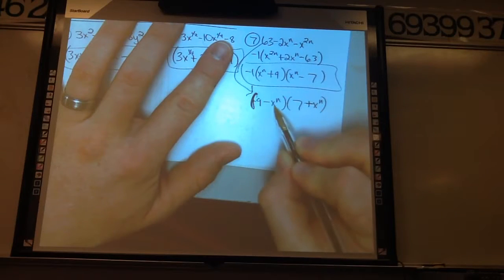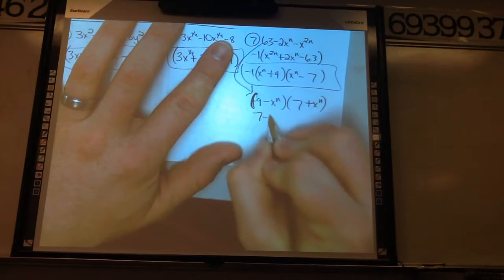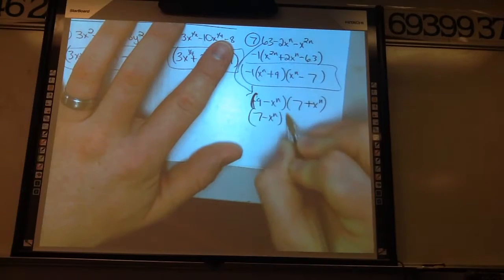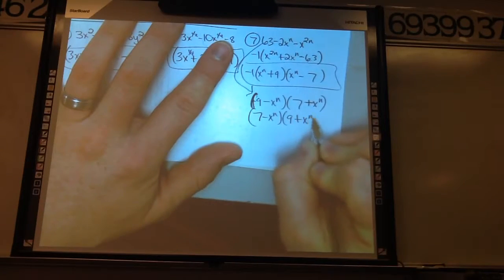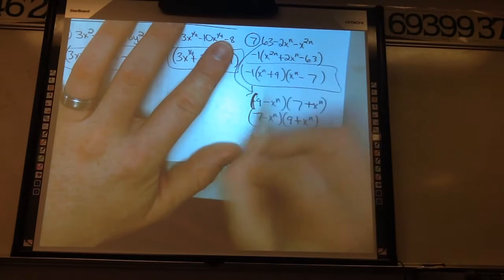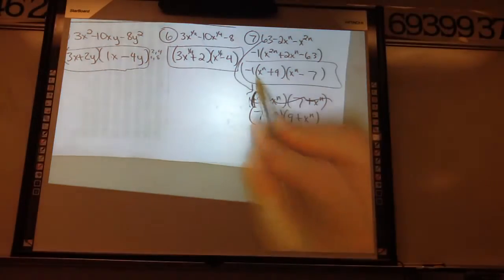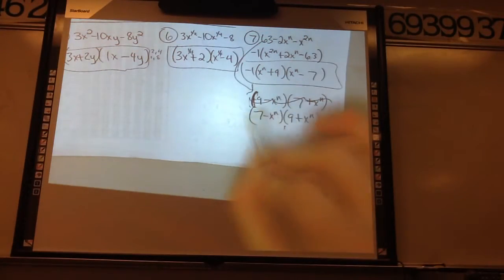No, this is wrong. The 7 has to go with that one. 7 minus x to the n, and then 9 plus x to the n. Because you want the greater one, the 9, positive. That would be 9 minus 7. Yeah, that's what I had. These are the same thing. If you pull a -1 out, you'll get that.